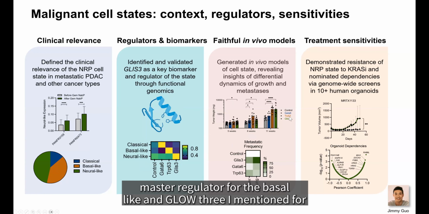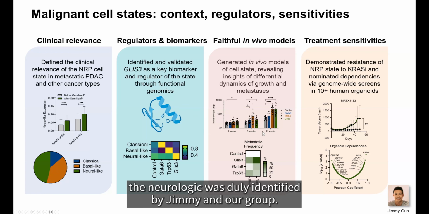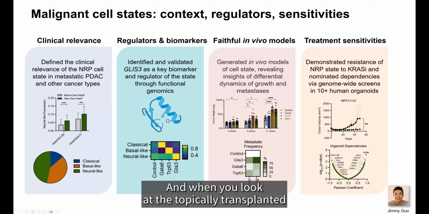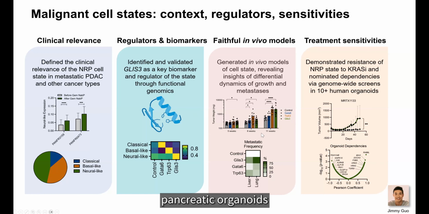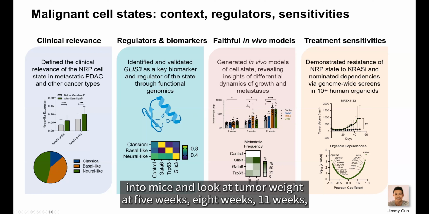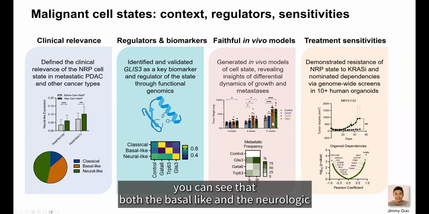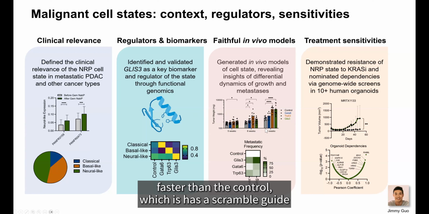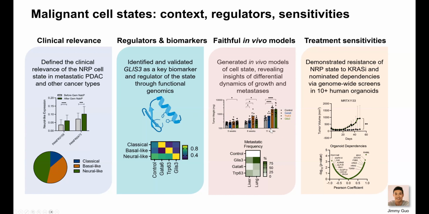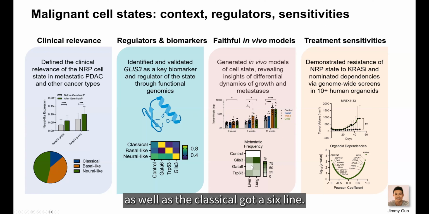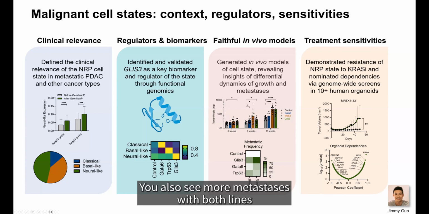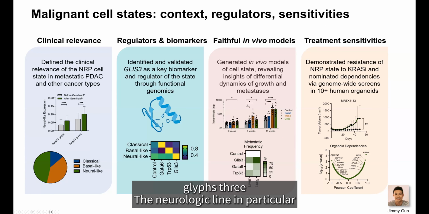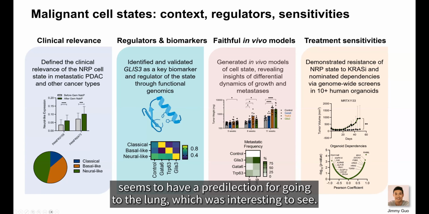TF is the master regulator for the basal-like, and GLIS3, which I mentioned for the neural-like, was newly identified by Jimmy and our group. When you orthotopically transplant pancreatic organoids into mice and look at tumor weight at 5 weeks, 8 weeks, 11 weeks, you can see that both the basal-like and the neural-like cancer cells grow faster than the control, which has a scramble guide, as well as the classical GATA6 line. You also see more metastases with both lines. GLIS3, the neural-like line in particular, seems to have a predilection for going to the lung, which was interesting to see.